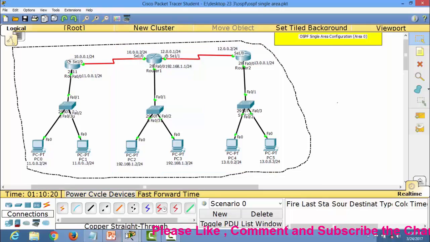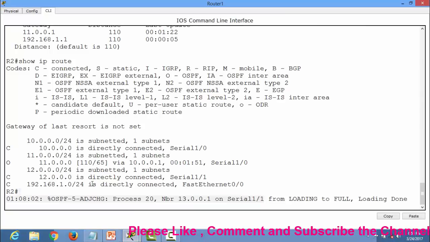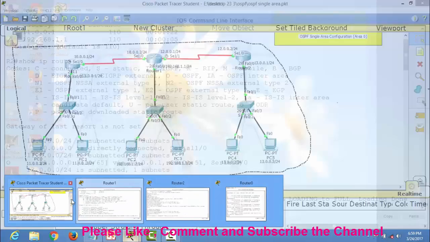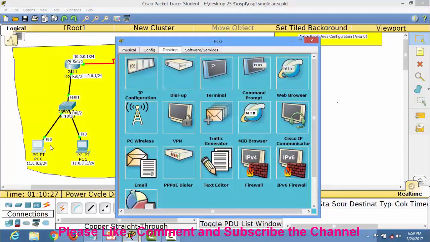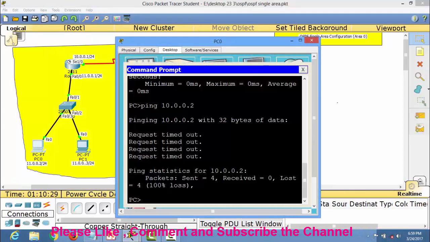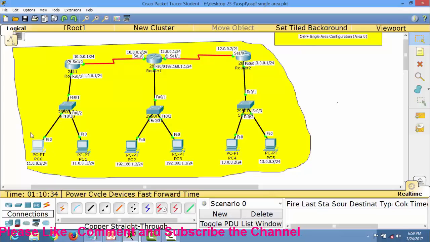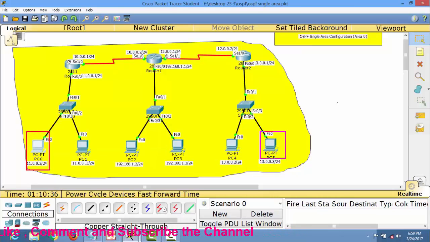Okay. So let's check it. See, simple. So to verify more, let's start. Initially we were not able to ping onto the 10 network. Now try. Yes, pinging now. Very well. Okay, I will try from start to end. Am I able to ping? I'm able to reach up to that network.